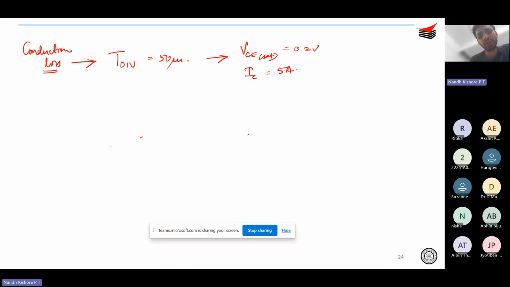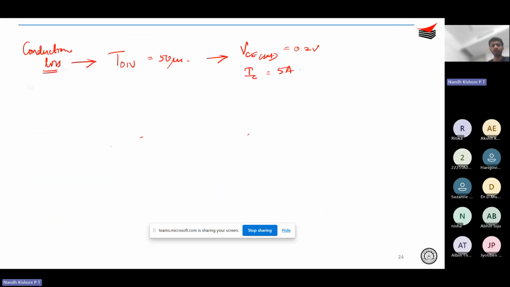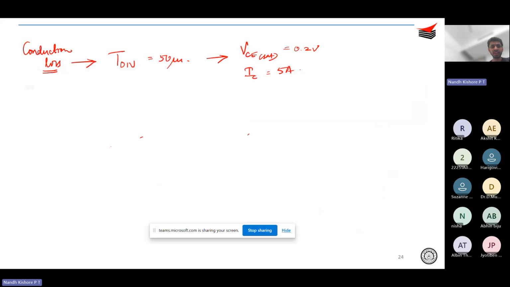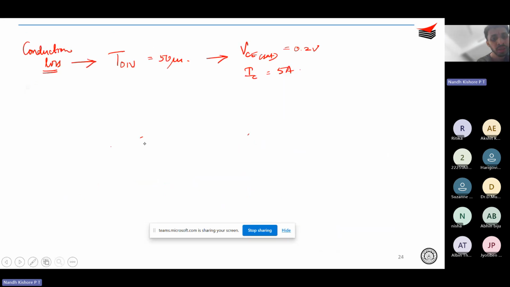IC is 5 amperes. Okay. Right. And remember that during the off state as well, that is when the device is turned off. So if you know that T on is 50 microseconds, what is your T off?